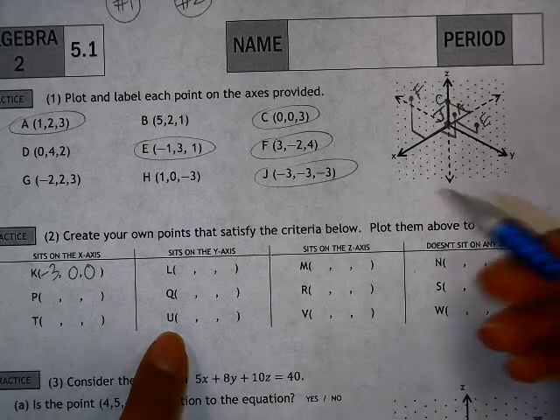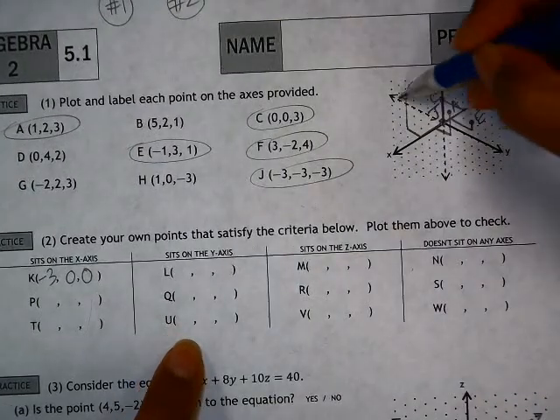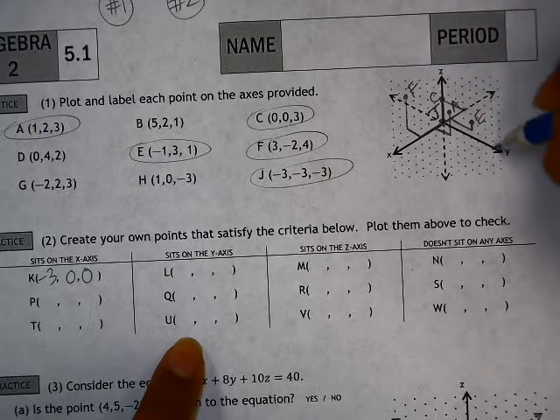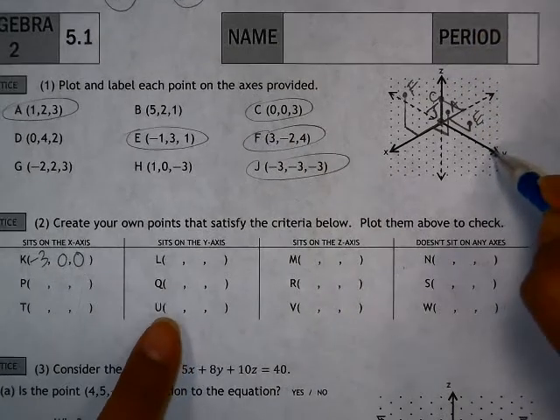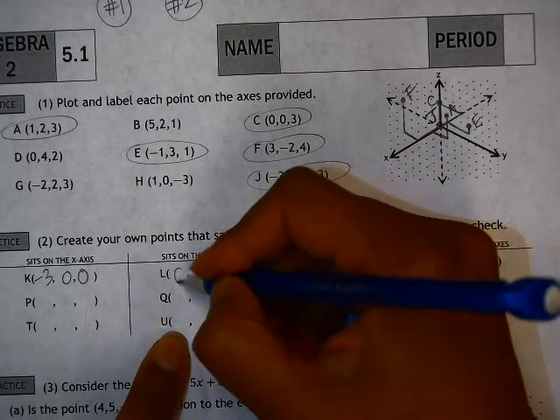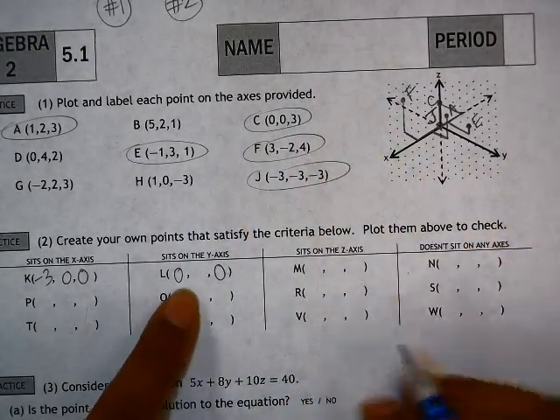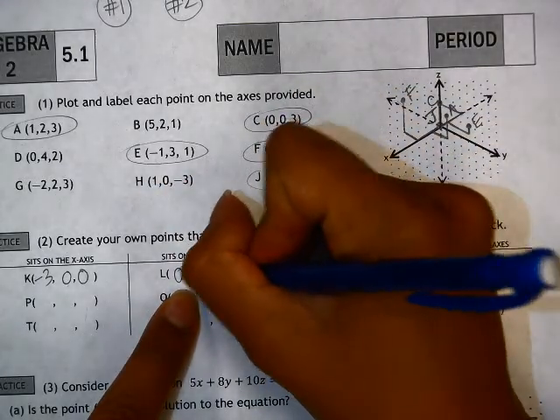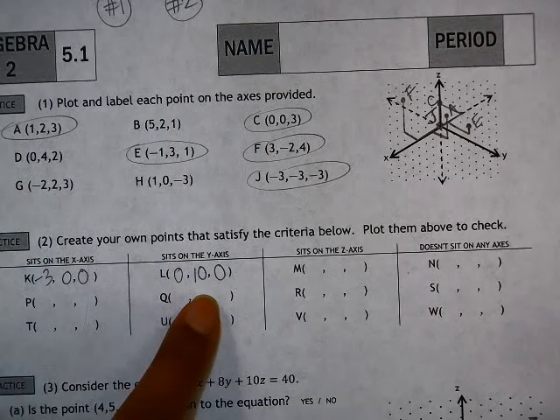Points L, Q, and U need to sit on the y-axis, so I need to be anywhere on the y-axis, either positive or negative. But if I'm on the y-axis, I'm not going anywhere in the x direction or anywhere in the z direction. So I'm going to say that the x and the z values are 0. Y can be any number. Make up any number that you want on the y-axis. 10 would be one example.